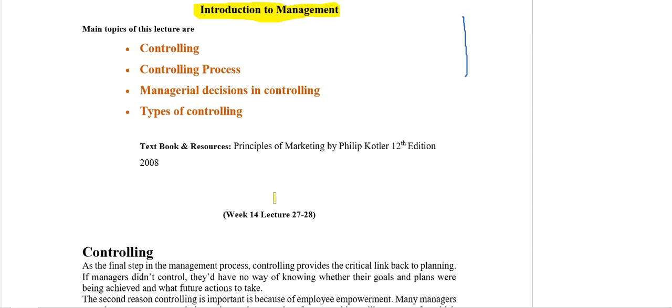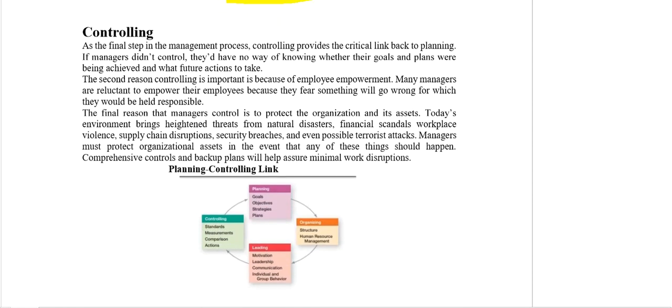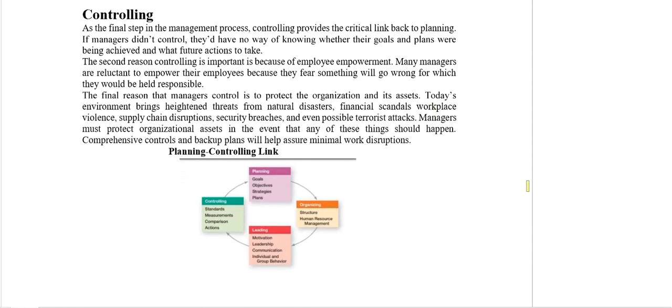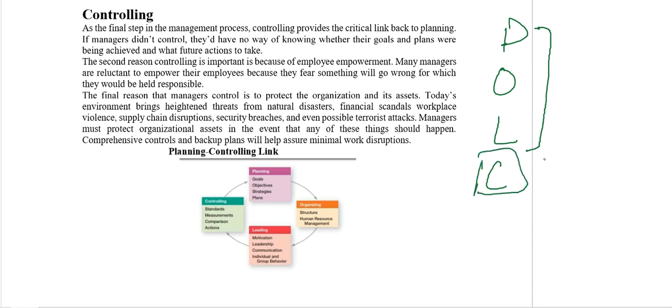Introduction to Management. Today we will discuss week number 14. In week number 14, we will discuss the fourth and last function of management, that is controlling. As we know, we had four functions of management: planning, organizing, leading and controlling. We have studied all three functions, and now we are moving towards the fourth function of management, which is controlling.